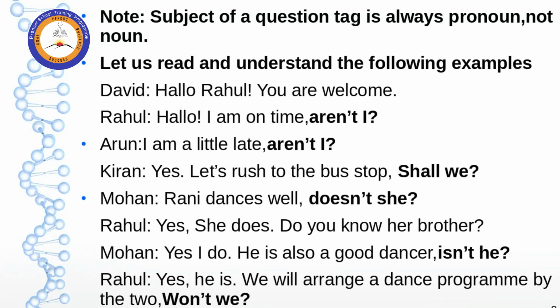Then you have to add a question tag there. Here the auxiliary verb is am. The sentence is positive. "I am on time" is a positive sentence. There is no not or any negative words there. So the tag is aren't I.